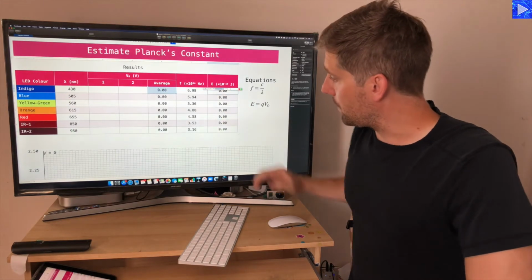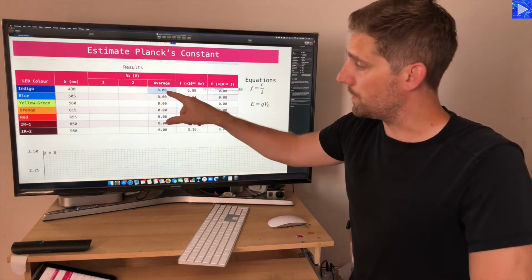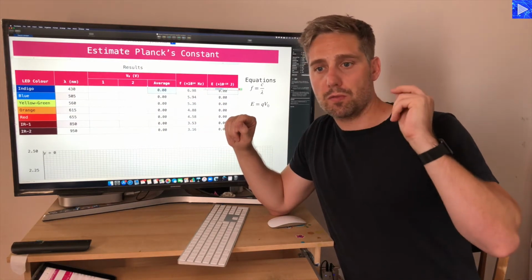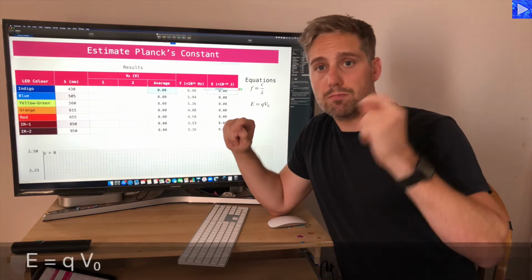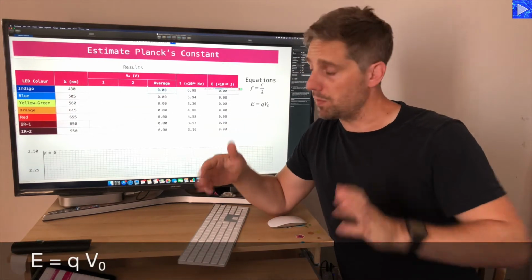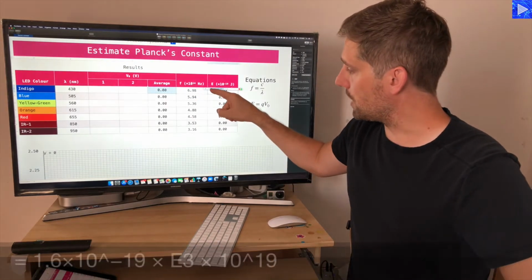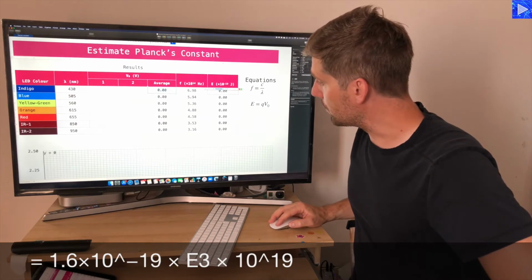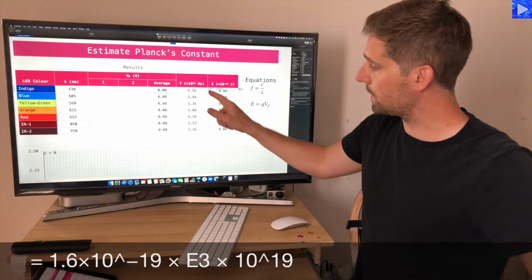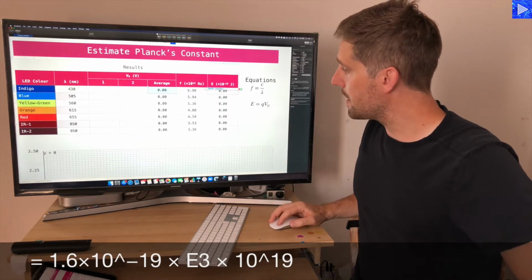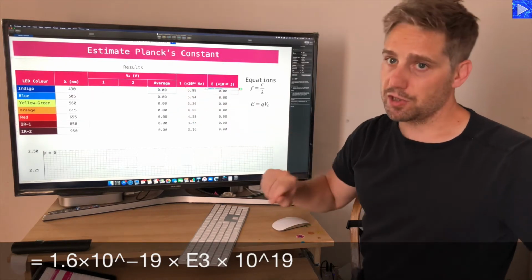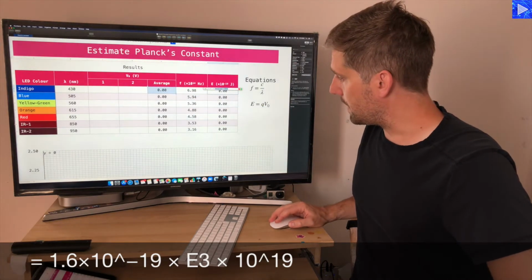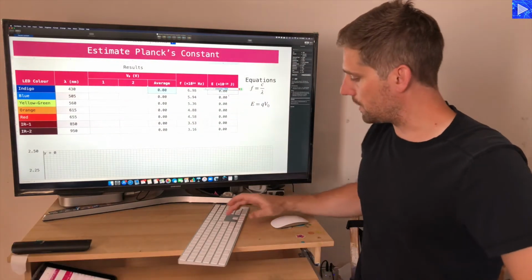So what we do here is we've got the voltage. Photon energy is related to the voltage through the charge on the electron multiplied by the potential difference that the electron moved through. All electrons have the same charge, 1.6 times 10 to the minus 19 coulombs, that's this number here. And then we multiply that by the average threshold voltage here. And then I'm doing that conversion at the end, just like I said, just to give us tidy numbers.